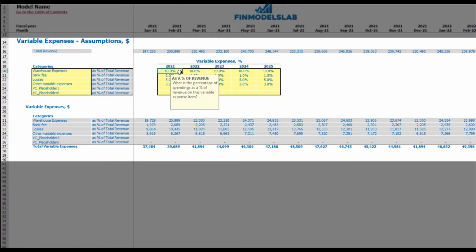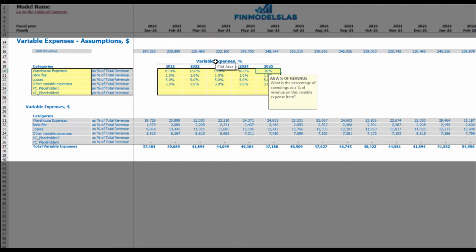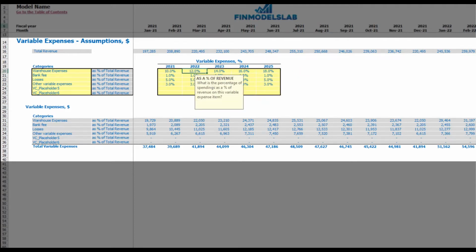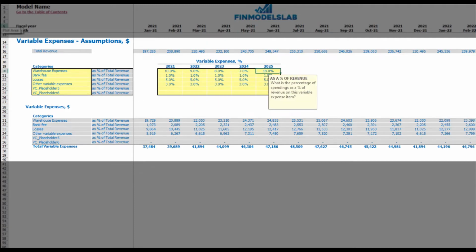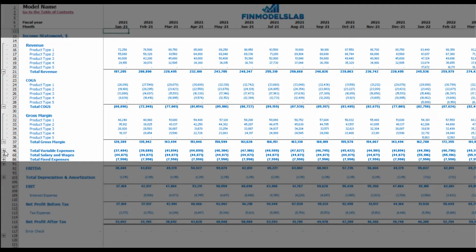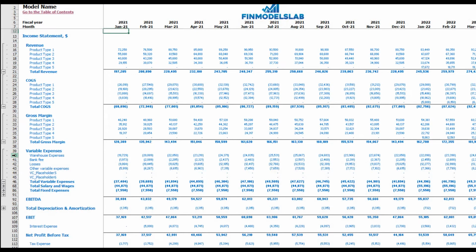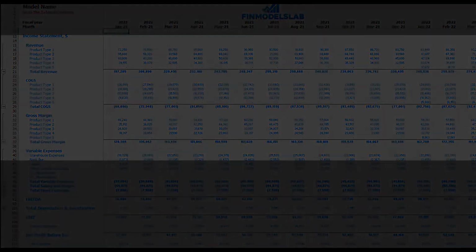So 10% means that for warehouse expenses in 2021 you will pay 10% of your total revenue. It can grow over time, for example 12%, 14%, 16%, 18%. Or you can decrease this percentage over time, 9, 8, 7, 6. Below you may see the calculation of these variable expenses. And finally, the income statement. Under the variable expenses category, you may see the line items and monthly values for your variable expenses.